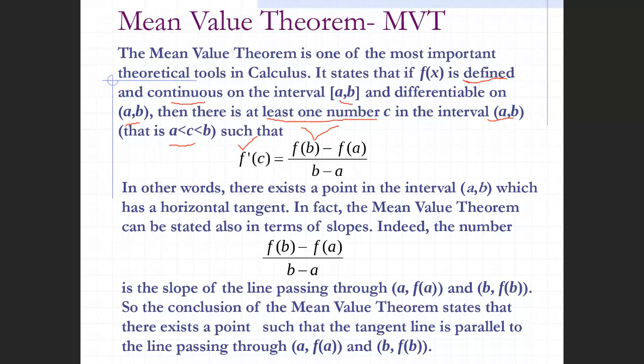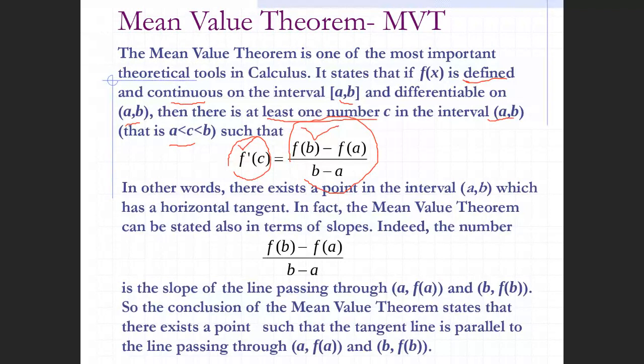But according to the mean value theorem, we cannot say that f of a is equal to f of b. It can be different. In the mean value theorem, f of a is not equal to f of b. But here we are saying that there is at least one point between a and b where the derivative of the tangent line is equal to the derivative of the secant line. f dash of c is the derivative of the tangent line, and that is equal to f of b minus f of a divided by b minus a. That is the slope of the secant line.